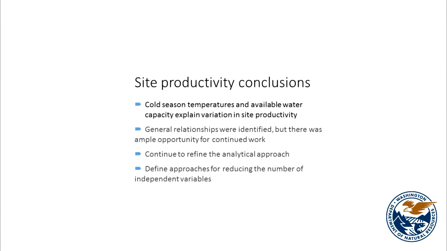So our conclusions from that portion of the project, the pilot study, were that cold season temperatures and available water capacity seemed to be important to site variation. We were able to identify some of these general relationships, but it was still fuzzier than we wanted it to be. And so we started to think about ways that we could refine the analytical approach. And in particular, we wanted to reduce the number of independent variables that we were looking at within each of our models. So I'm going to take a pause on the growth aspects, and now we're going to switch over to talking about stem form.